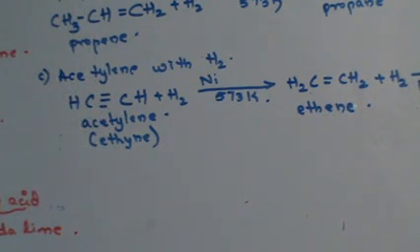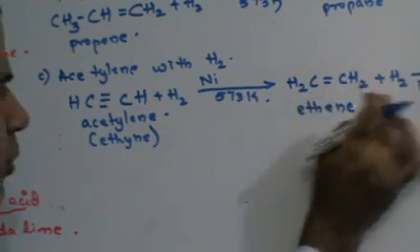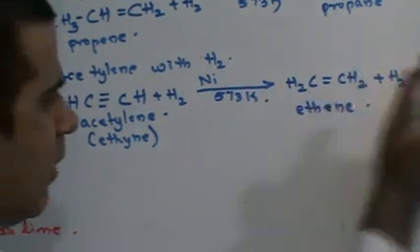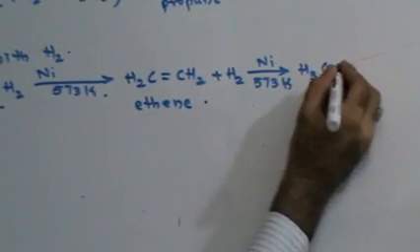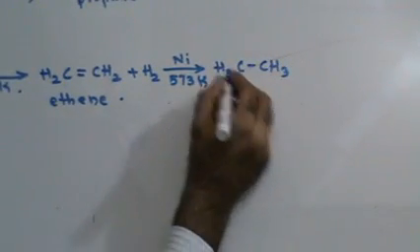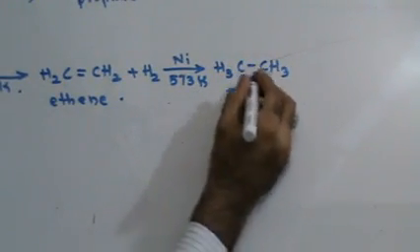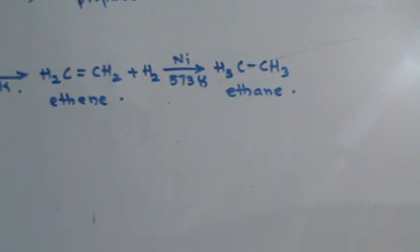You will have another addition reaction taking place. 2 hydrogen, 1 hydrogen will go here, 1 will go here. So you will have H3C, CH3. 2 carbon atoms, eth, single bond, ane, ethane. So an alkyne first gets converted into an alkene and then to an alkane.